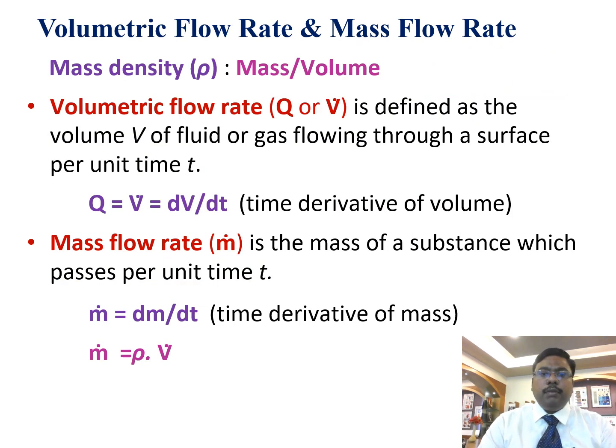Volumetric flow rate and mass flow rate. Mass density is equal to mass by volume. Volumetric flow rate is defined as the volume of fluid or gas flowing through a surface per unit time. So Q is equal to dV by dt. It's a time derivative of volume. Mass flow rate is the mass of a substance which passes per unit time. This is the time derivative of mass. So mass flow rate and volume flow rate are related using mass density.